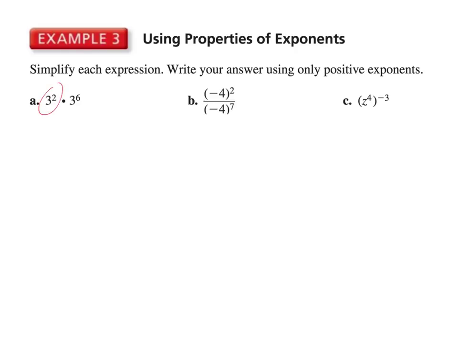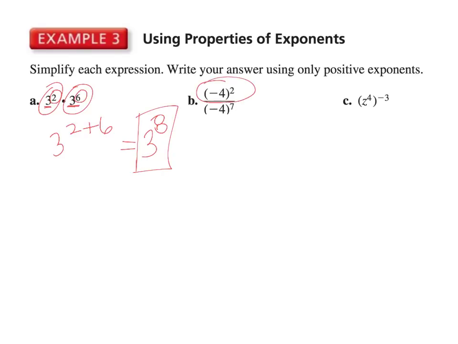So here I have 3 to the 2nd times 3 to the 6th. Since the bases are the same, I take the powers and I add them. So I get 3 to the 8th. For the next one, here I'm dividing these. I have the same base, -4 for both, so I take the powers, and in this case, I subtract them. So I get -4 to the -5 power.